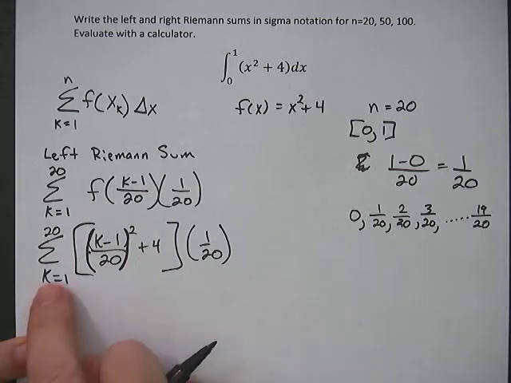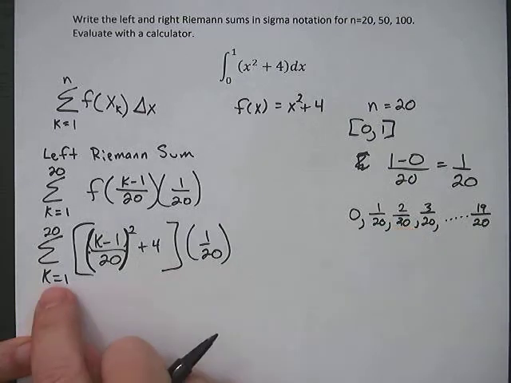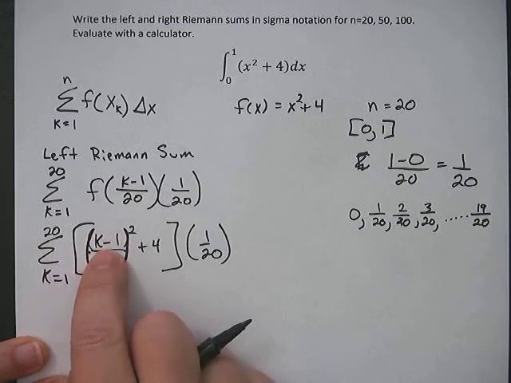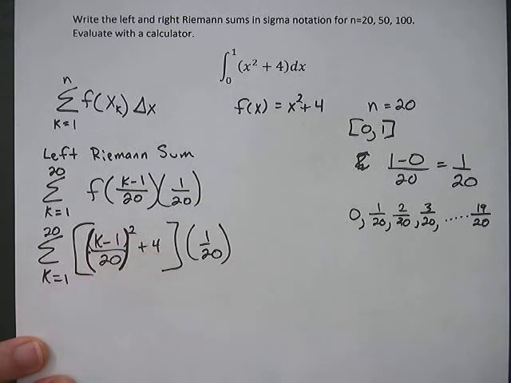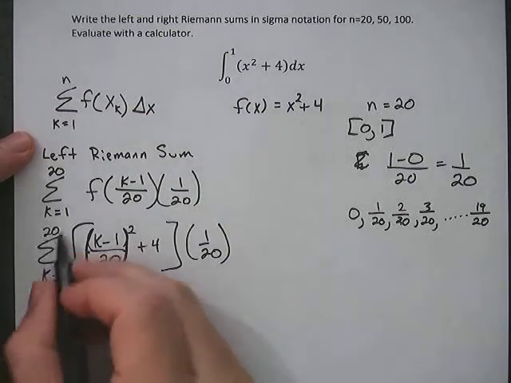Let's try one more. We plug in a 3 here, and hopefully we get 2 over 20. We get 3 minus 1, which is 2 over 20. So 2 over 20 squared plus 4. Okay, so this works for the left Riemann sum. I'm not going to put it in my calculator yet; we're going to save that for the end. But this is our left Riemann sum for 20.